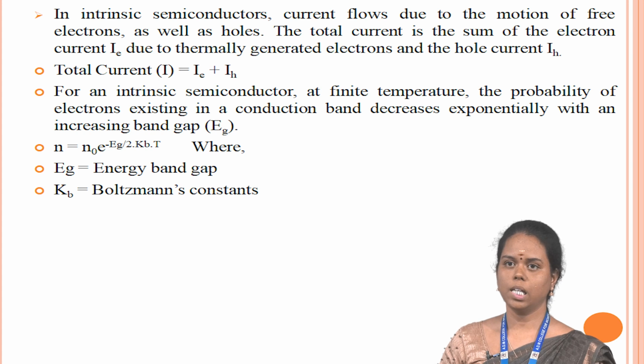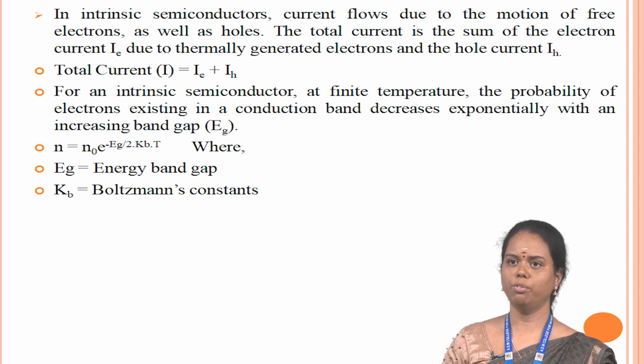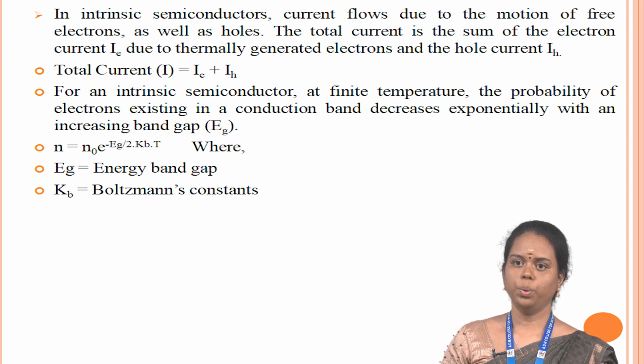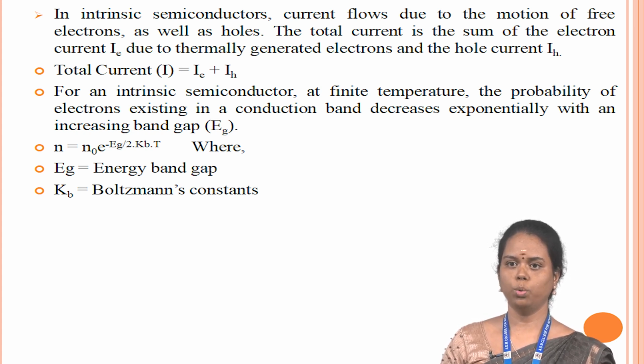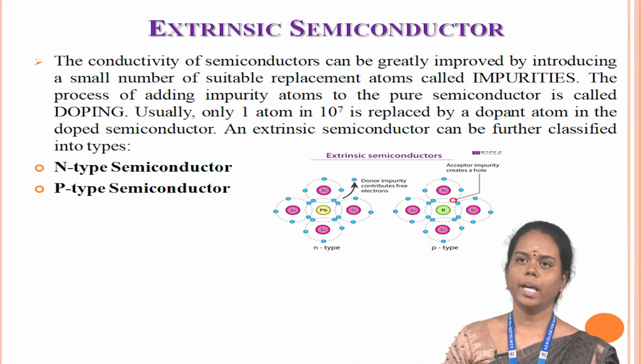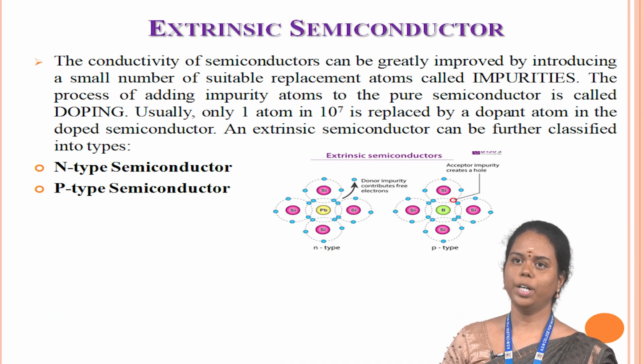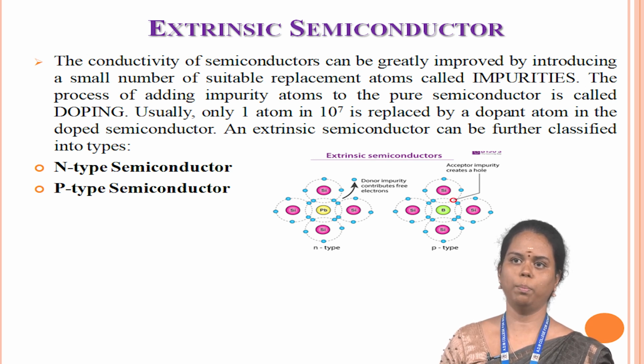Total current I is equal to IE plus IH for an intrinsic semiconductor. At finite temperature, electrons are excited to the conduction band. This depends on the band gap, where Eg is the energy band gap and k is the Boltzmann constant. Extrinsic semiconductor. The conductivity of a semiconductor can generally be improved by introducing a small number of suitable replacement atoms, called impurities.